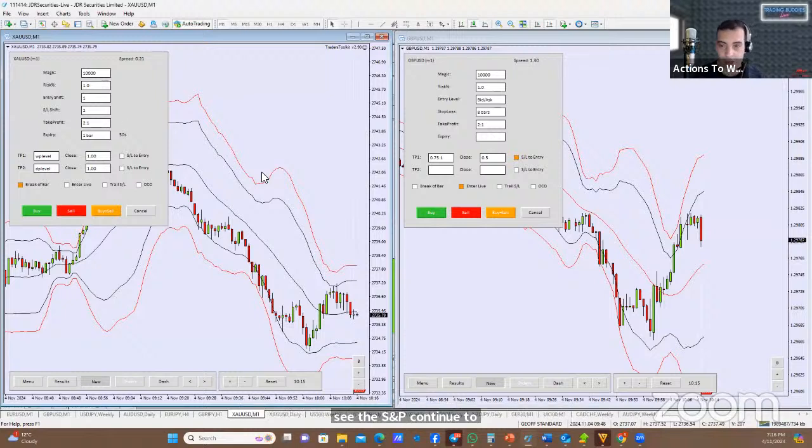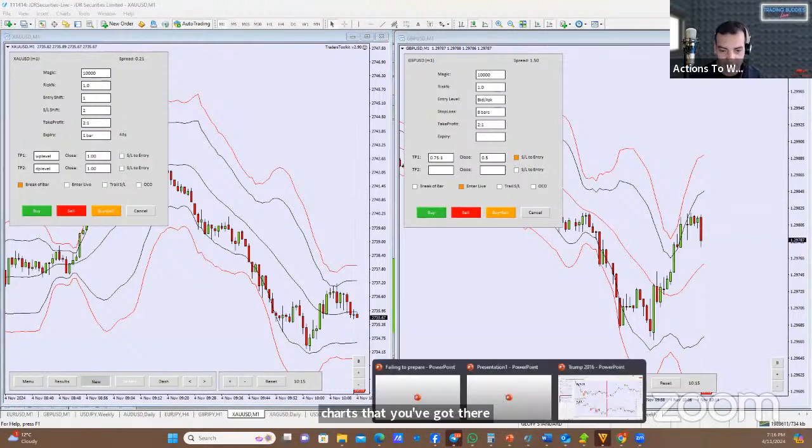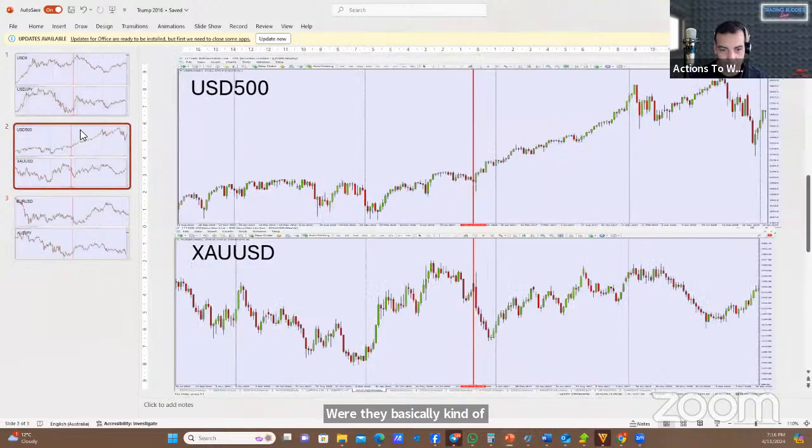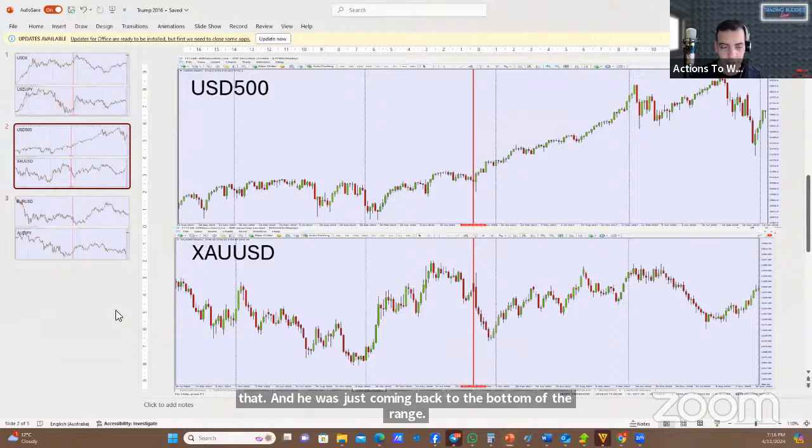Which, when you look at the charts that you've got there, were they basically continuing on the prior trend, or was there a switch around? Yeah, I suppose that one was continuing, wasn't it? S&P continues. Gold had already started to shift a bit. Gold's in a range from what I can see, and it was just coming back to the bottom of the range. So there was probably status quo when it came down to the technicalities of the chart.